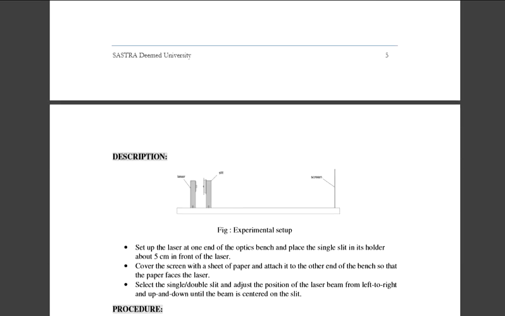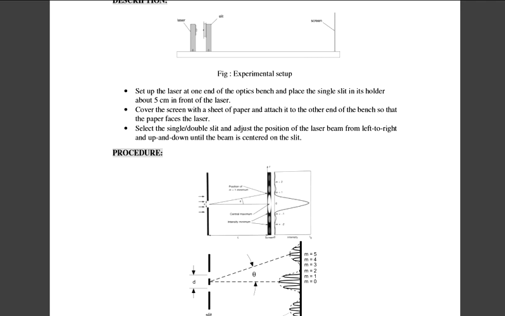Now let us move on to the description. The experimental setup must be placed such that the laser is placed at one end of the optical bench and the single slit holder about 5 cm from the laser. Cover the screen with a paper and place it at the other end. Select the slit, whether single or double, and adjust its position to the left, right, up and down until the beam is centered on the slit.